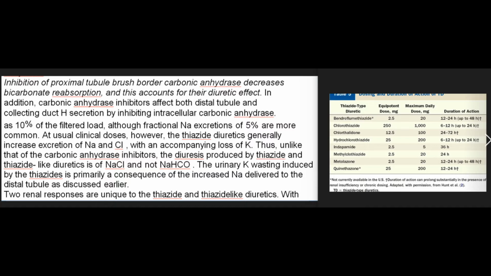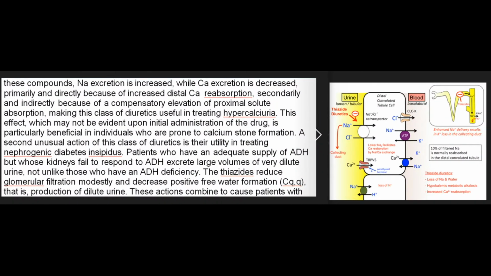Two renal responses are unique to the thiazide and thiazide-like diuretics. With these compounds, Na excretion is increased, while Ca excretion is decreased, primarily and directly because of increased distal Ca reabsorption, secondarily and indirectly because of a compensatory elevation of proximal solute absorption, making this class of diuretics useful in treating hypercalciuria. This effect, which may not be evident upon initial administration of the drug, is particularly beneficial in individuals who are prone to calcium stone formation.